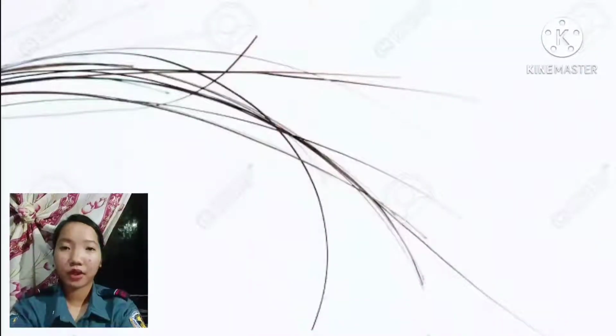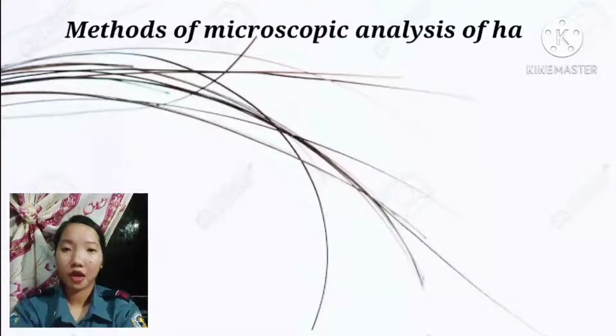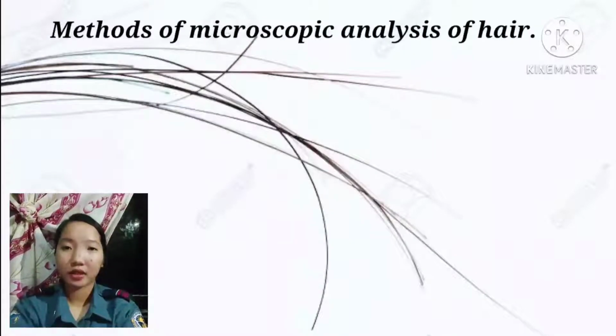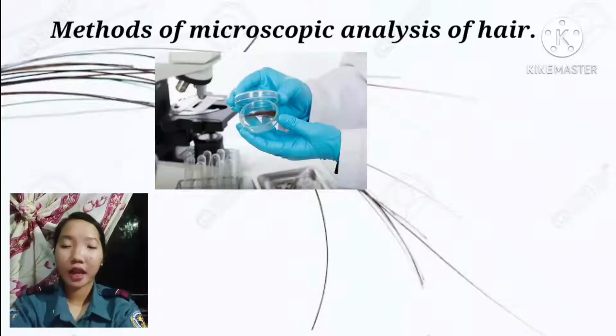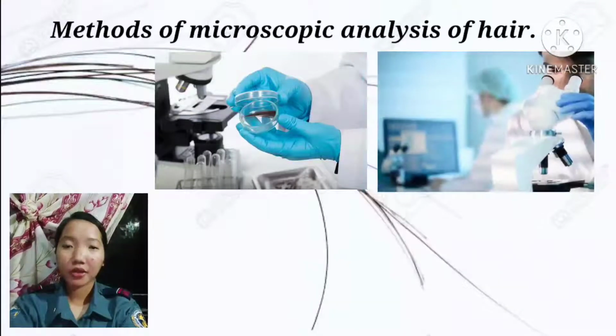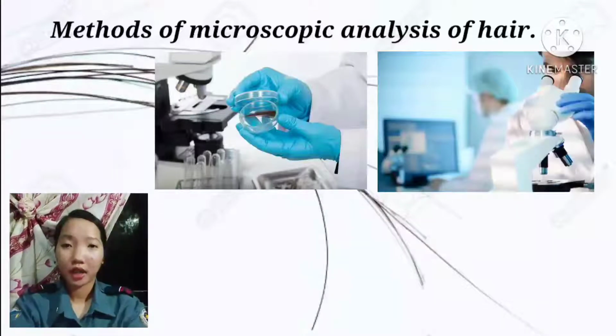Then let's proceed with the methods of microscopic analysis of hair. The microscopic analysis of hair has two components. First is dapat i-identify yung characteristic feature ng hair. Then second is ikumpara yung features sa question or unknown hair and sa known hair.